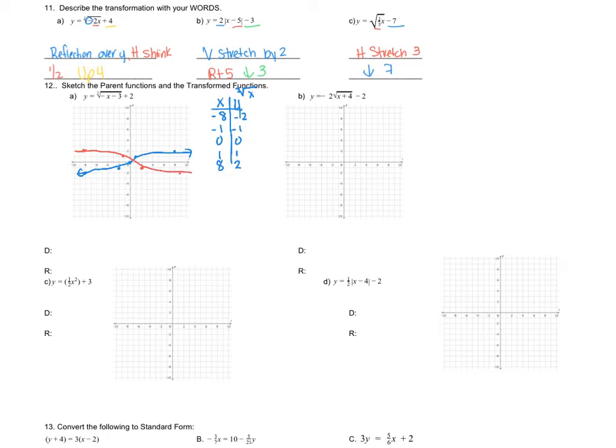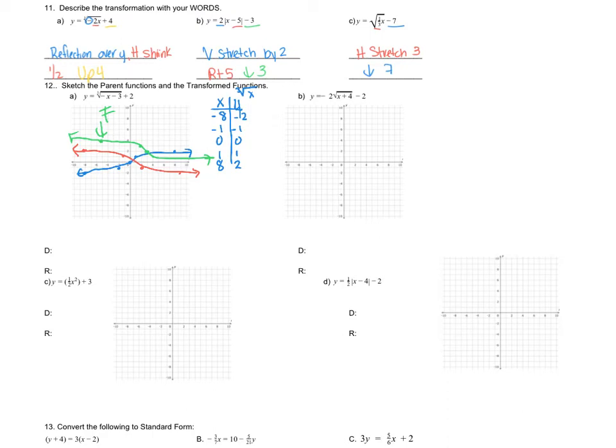So we reflected it over the y-axis, and now we're going to move those points to the right 3 and up 2. 1, 2, 3, up 2. Bam, and this is going to go off the graph. So green is my final graph.